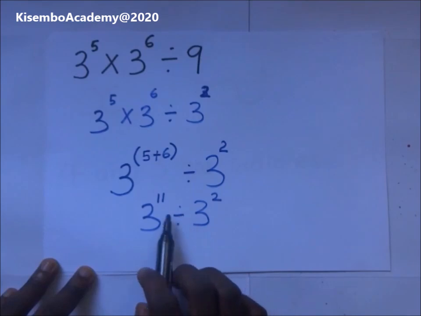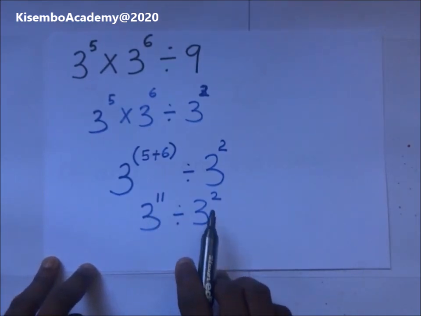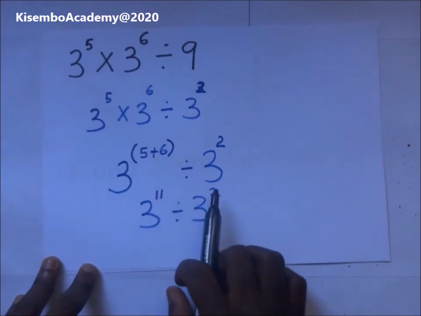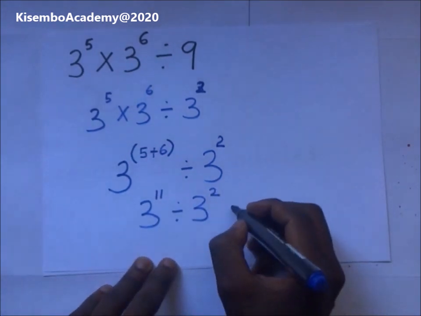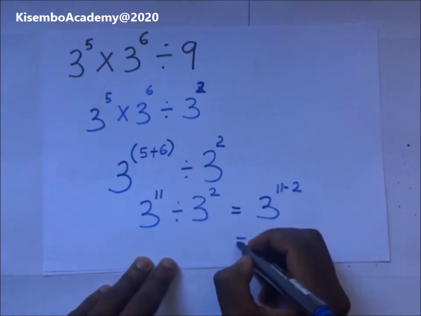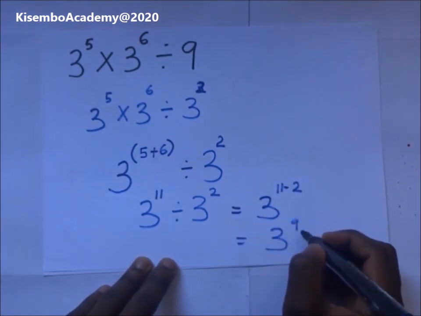Now with division, when the bases are the same and it's division of these indices, we subtract the powers. So definitely here it's going to be equal to 3 to the power 11 minus 2, and this is going to become 3 to the power 9.